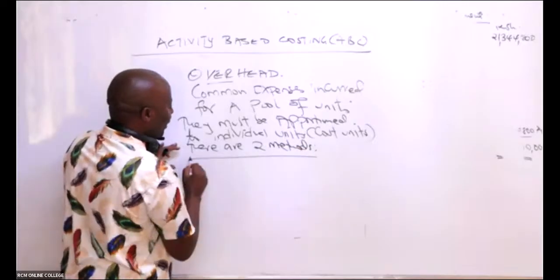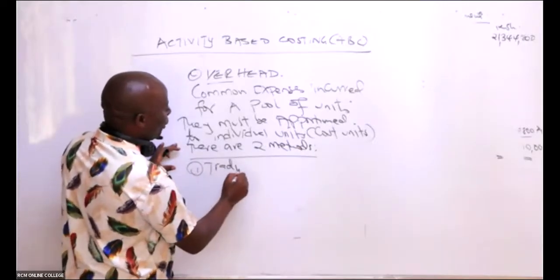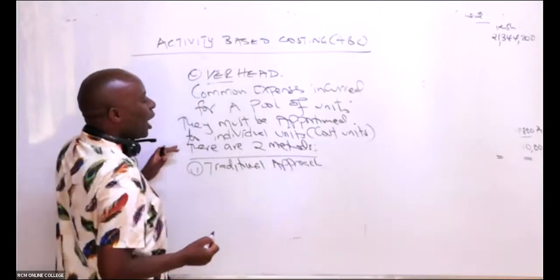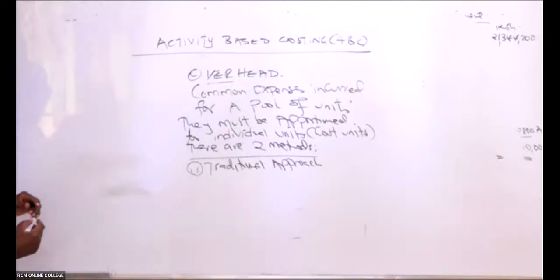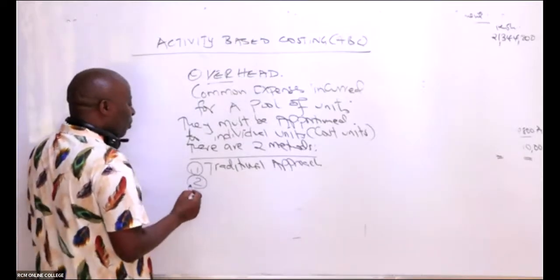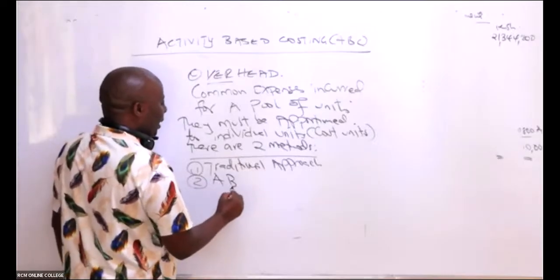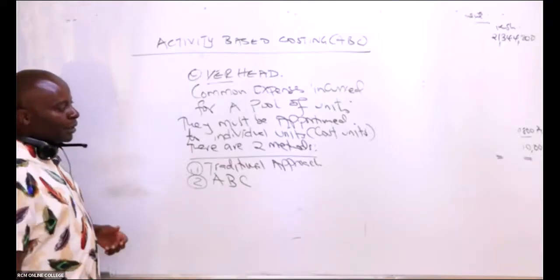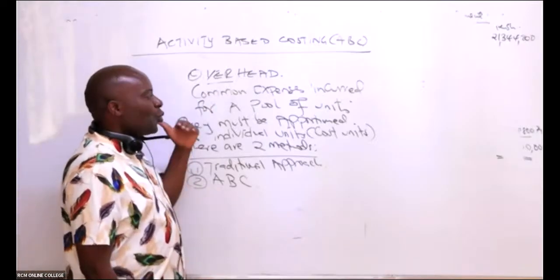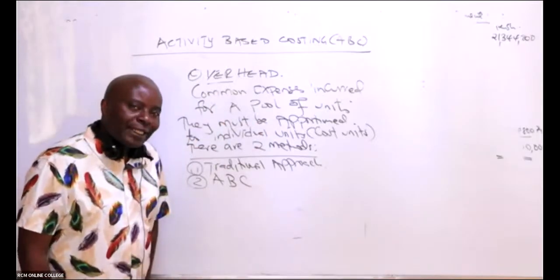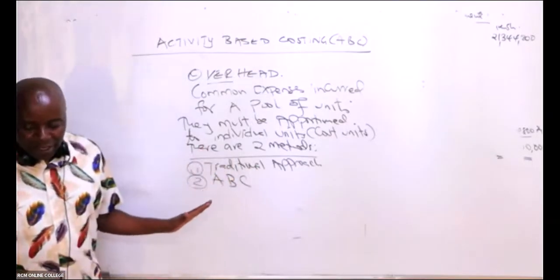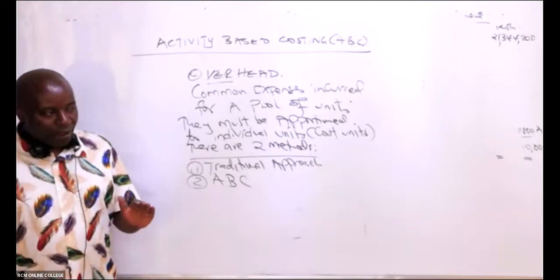Number one, we have what we call the traditional approach. And then we have the second one, which is modern, what we call activity-based costing. So you've got two approaches of doing this apportionment of these common expenses to the cost units. The first method is called the traditional approach, and then we have here ABC, activity-based costing.